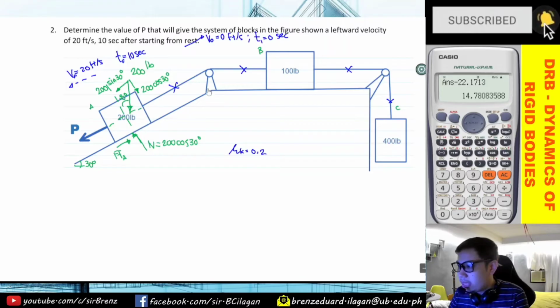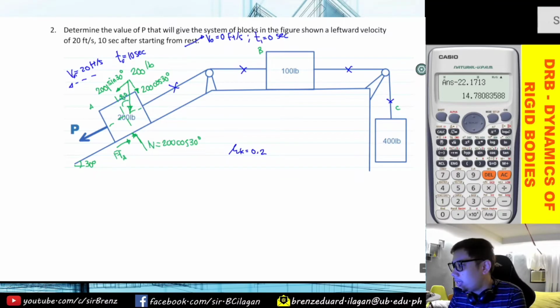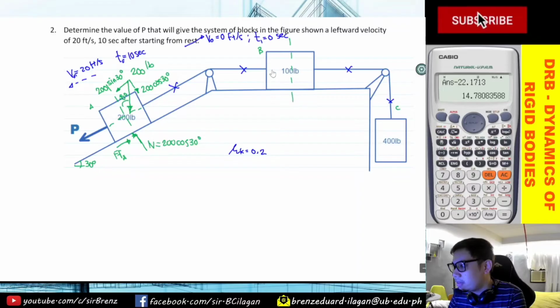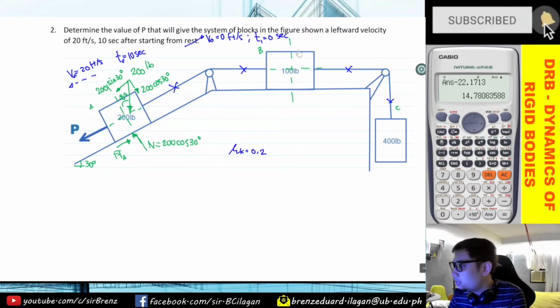So I think we can now proceed with the second block or the block B. So ganun lang ulit, gawa ka ng free body diagram mo, disregarding the tension in the cable since maa-cancel out lang siya. So again, this is your Y and X. So what are the forces acting on this? So we have here 100 pound.